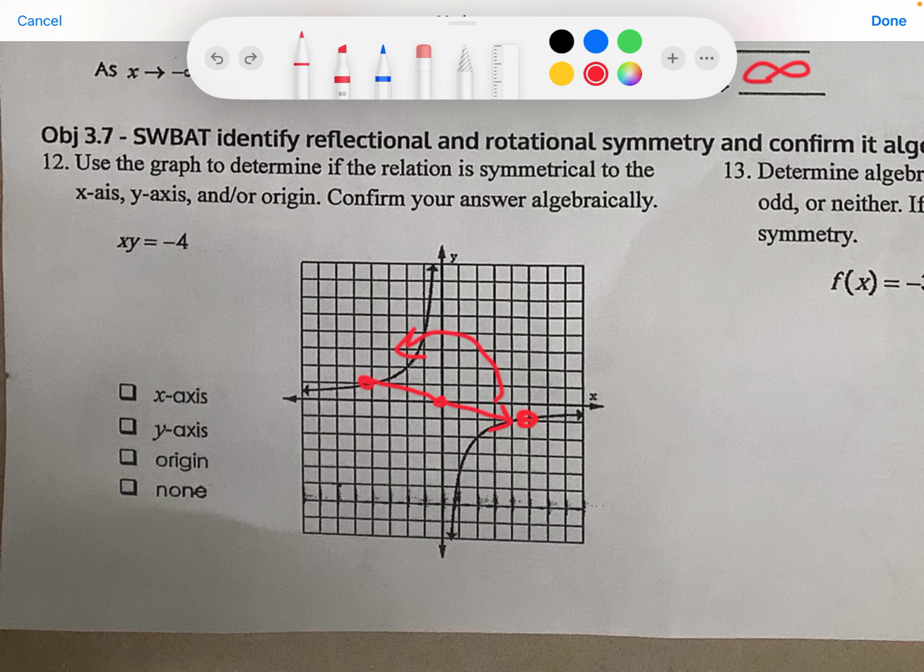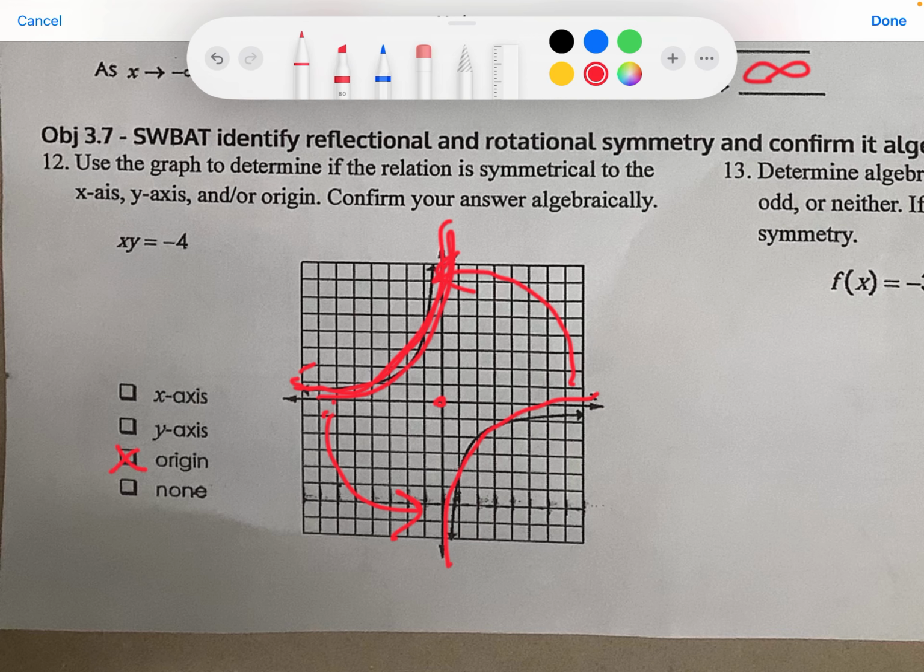And if you can imagine taking this, I would encourage you to literally take your screen and flip it 180 degrees. I can't do that, but you take this, turn it 180 degrees, it ends up over here, and take this piece and turn it 180 degrees, ends up over there. So they end up on top of each other. So this has origin symmetry.